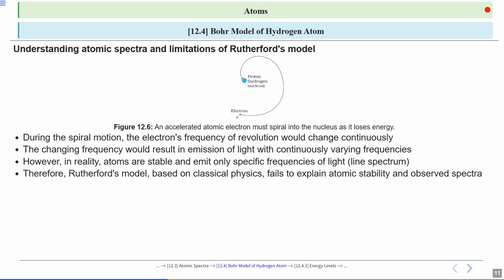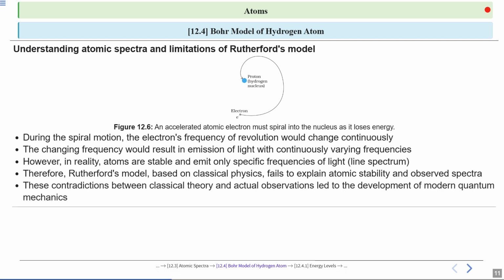So the Rutherford model, which is based on classical ideas, can't explain why atoms are stable or why we see line spectra instead of a continuous spectrum. This was a major problem because it meant the model didn't match real world observations. These contradictions between what classical physics predicted and what experiments showed led scientists to develop quantum mechanics. Quantum mechanics introduced new ideas like quantized energy levels to explain atomic stability and the observed spectra.